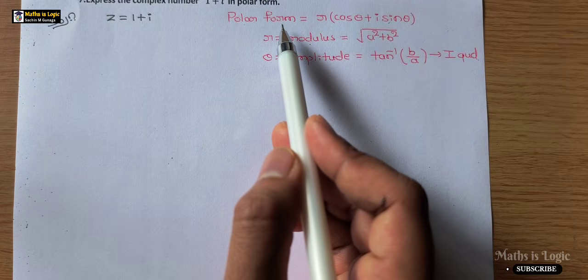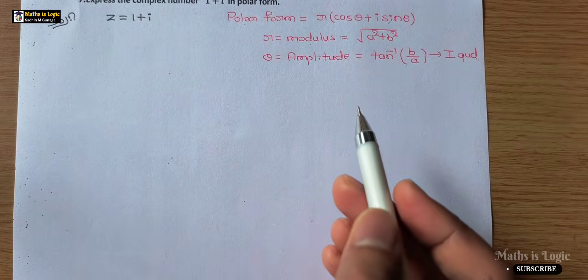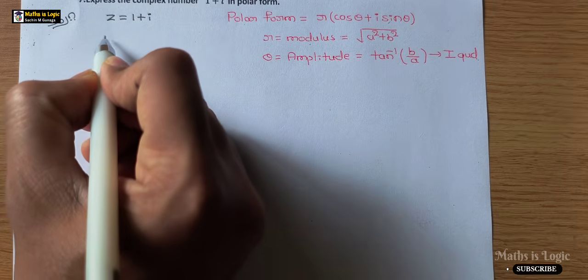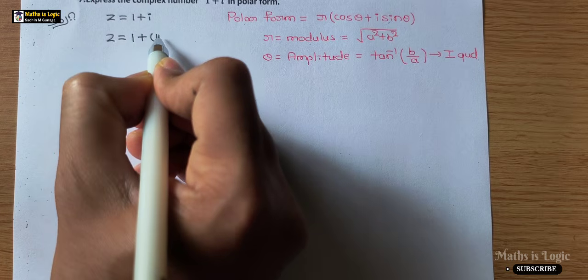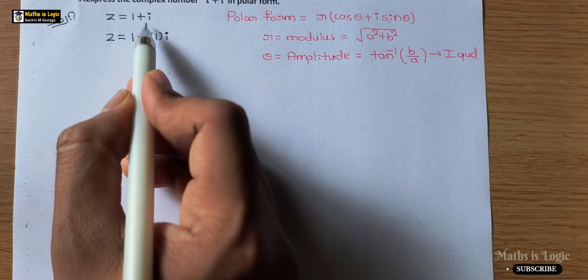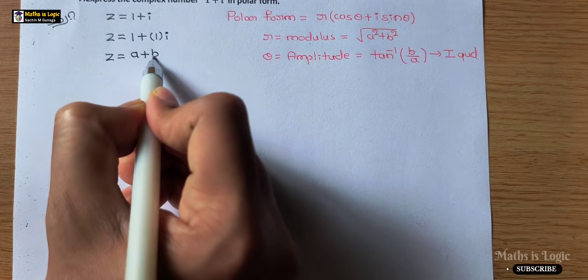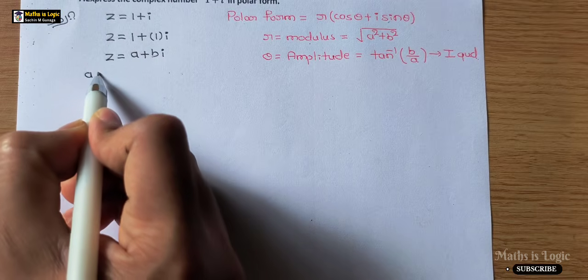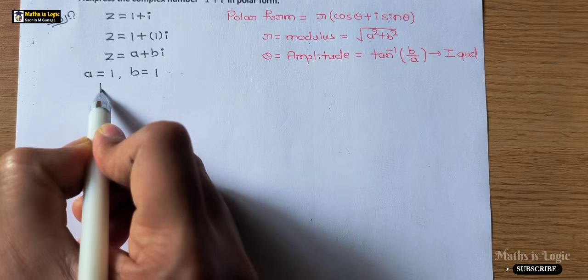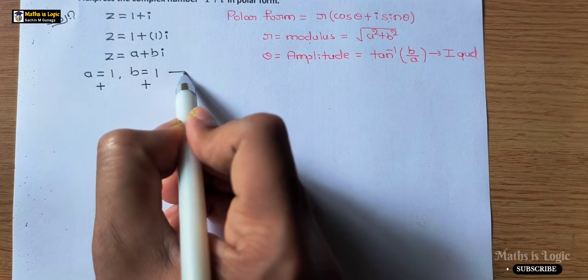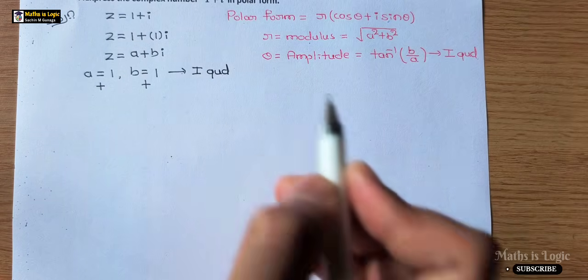To find the polar form, first note down the given complex number z equals 1 plus i. Rewrite this: z equals 1 plus i can be written as 1 plus 1 into i. Next, compare this with the standard form a plus b into i. So a value is 1 and b value is also 1. A is positive, b is also positive. That means the given complex number comes in the first quadrant.